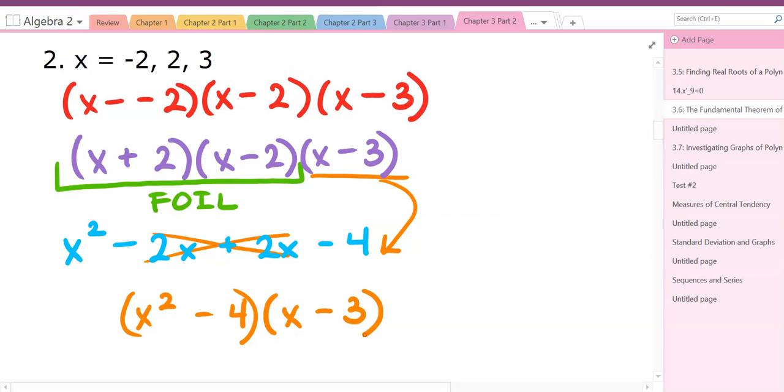And then you're going to FOIL again. Or you could use the box method. If you remember the box method from the first part of this chapter, you can use that. Even though this is easily able to be FOILed, you could still use the box method if you like that method better. Okay, so go ahead and try to FOIL this one to get your final answer.